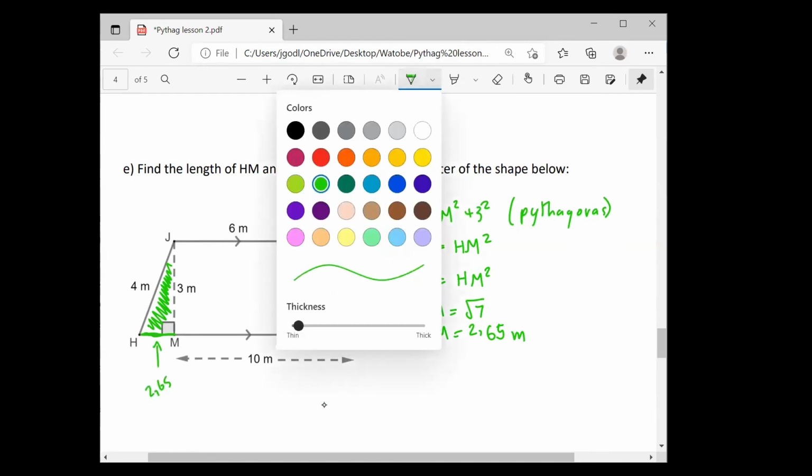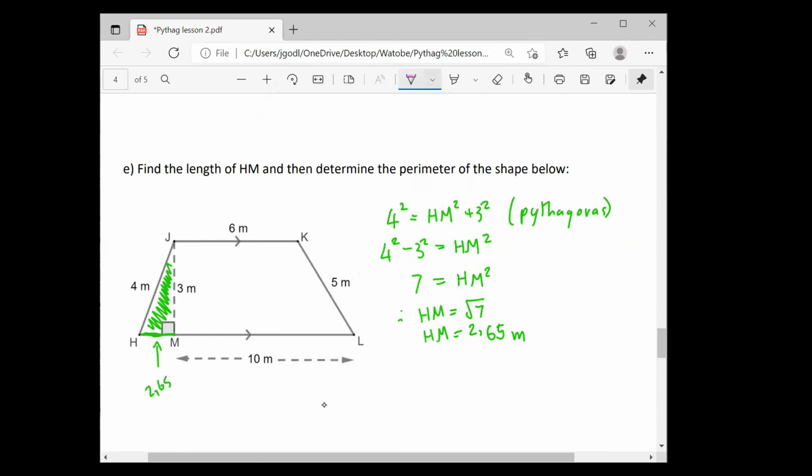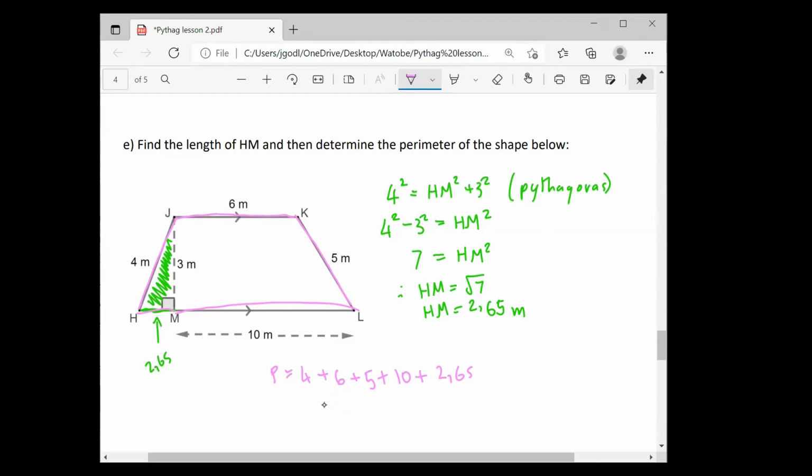So if I'm wanting my perimeter, let's use a pink. My perimeter is going to be 4 plus 6 plus 5 plus 10 plus what we've just figured out, 2,65. We're going to add this all together, 4 plus 6 plus 5 plus 10 plus 2,65, and we get the answer of 27,65 meters. Well done to those of you who got that.